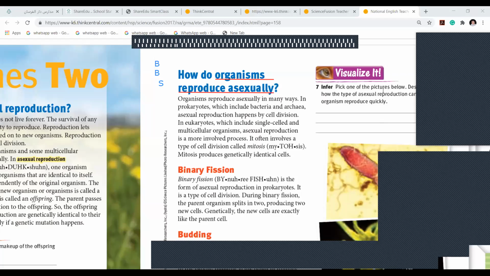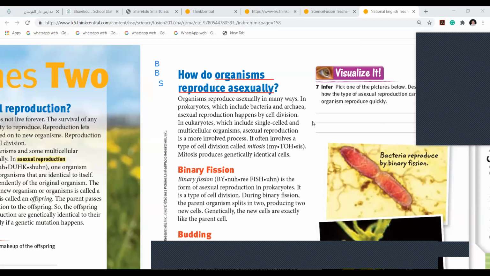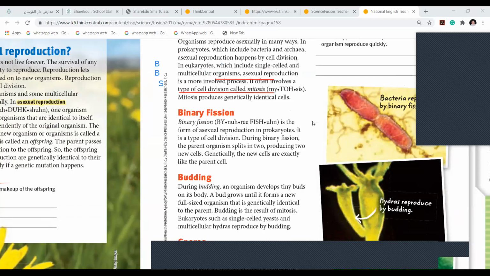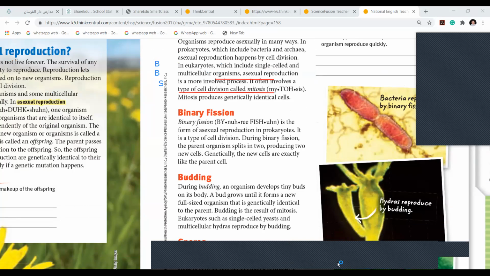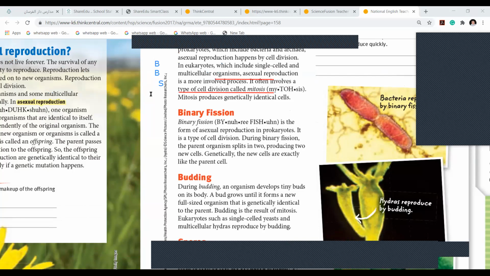Miss, can you read for me the last one after spores? Vegetative reproduction. Vegetative reproduction. We will write it as BBSV. You can remember BBSV. That is binary fission, budding, spores, and vegetative reproduction. BBS and V. All right. Binary fission, budding, spores, vegetative reproduction.